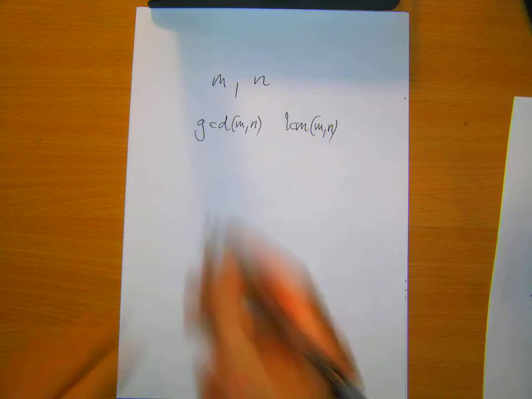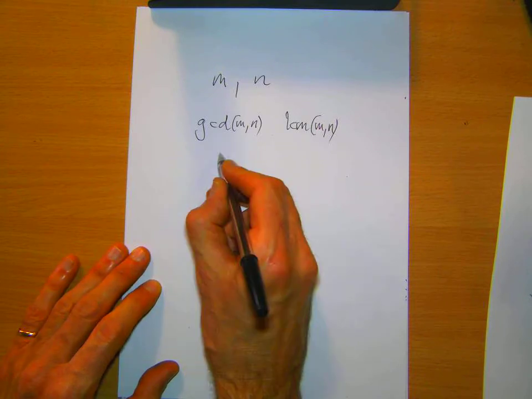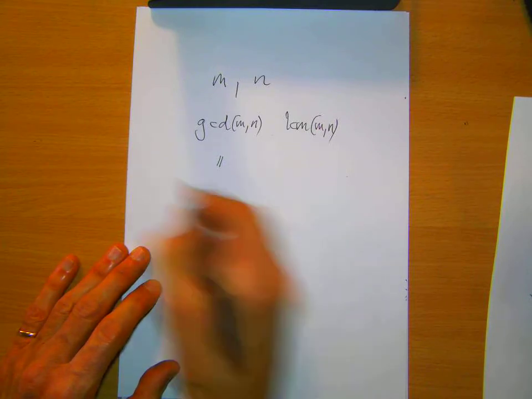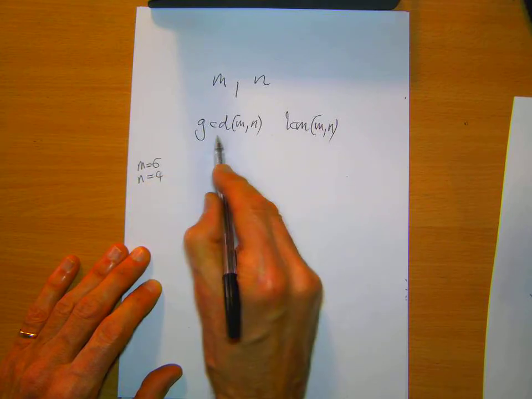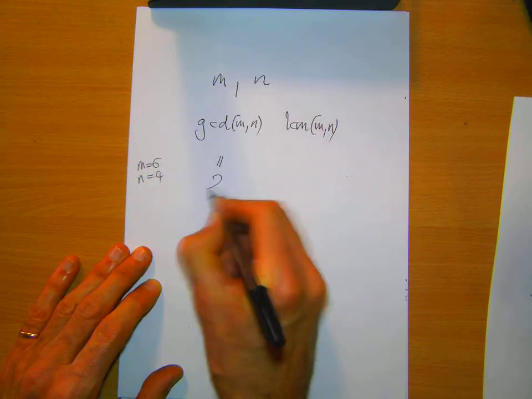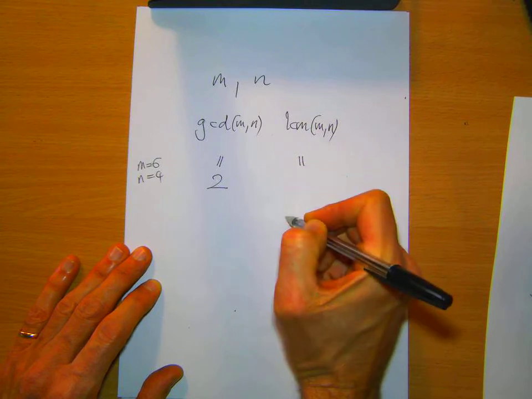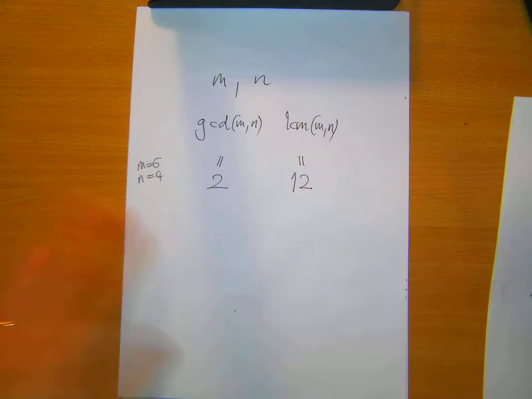So for 6 and 4, for instance, if we took M equals 6 and N equals 4, the greatest common divisor of 6 and 4 is 2, and the lowest common multiple of 6 and 4 is 12. What happens if I multiply 2 and 12? And what's 24? Aisha? Exactly.